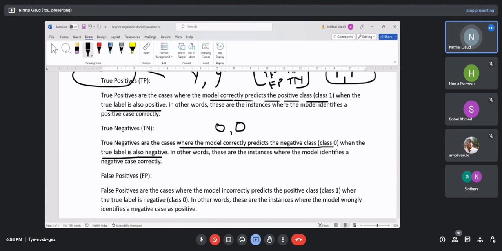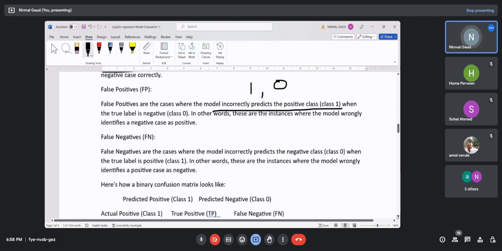Then what is false positive? That is where the model incorrectly predicts the positive class. It should have been 1, but your model predicted 0. So your positive value was 1, but our model predicted it as false, so it shows 0. That is called a false positive.